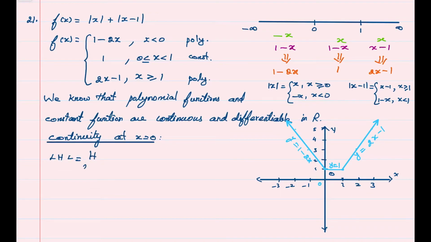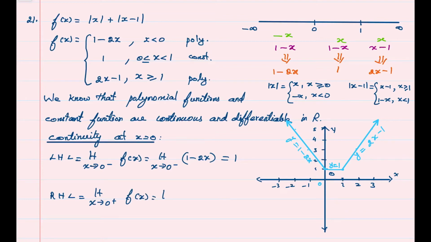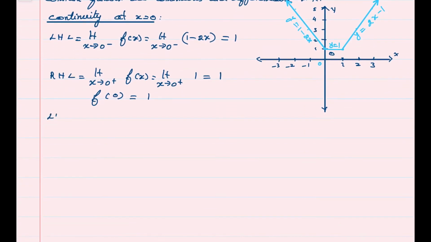LHL is equal to limit extending to 0 minus f of x. For 0 minus, we use less than 0 definition, which is 1 minus 2x. By substituting the limit value, we get 1. RHL is limit extending to 0 plus f of x. For 0 plus, we will use greater than or equal to 0 definition, which is 1. It is a constant. The answer is 1. F of 0 is, from the definition, x equal to 0 definition is 1. LHL equal to RHL equal to f of 0. Therefore, f of x is continuous at x equal to 0.